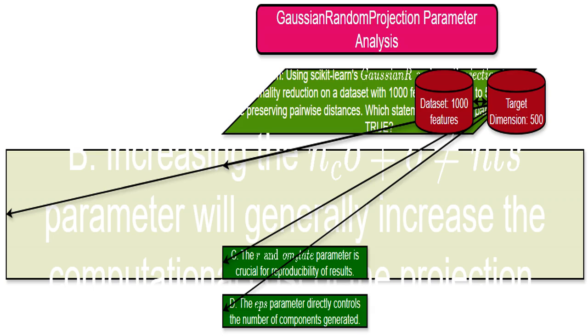Absolutely. The n_components parameter specifies the number of features you want after the reduction. Increasing this value means you're keeping more information, which leads to more calculations and thus higher computation costs. Imagine trying to fit more information into your new compressed space. It takes more effort.